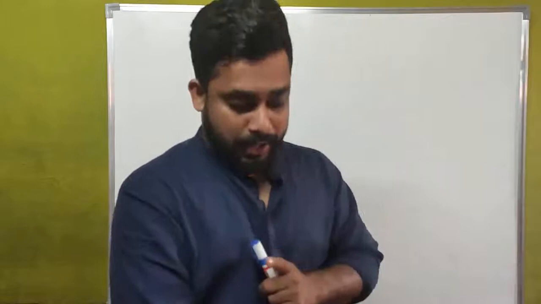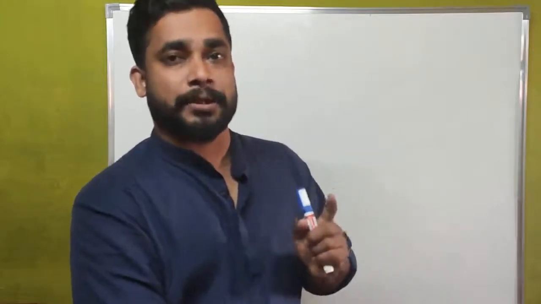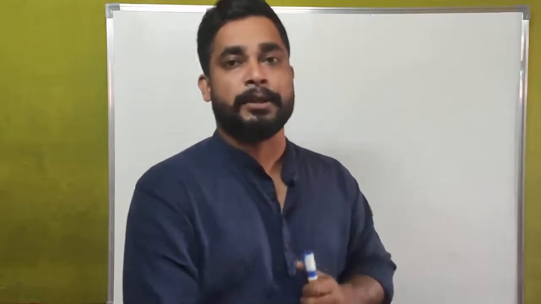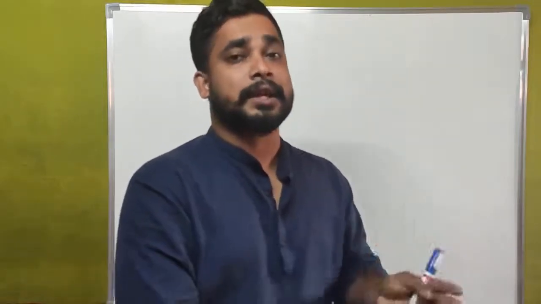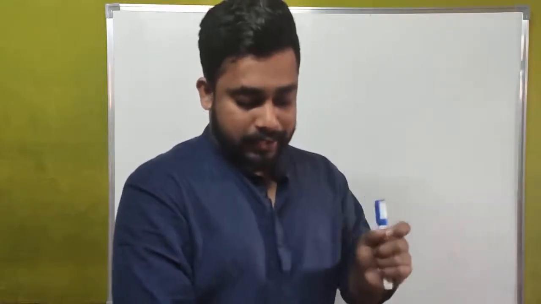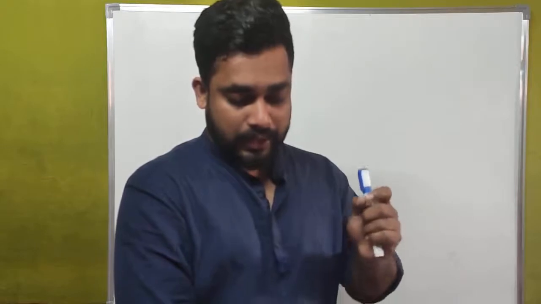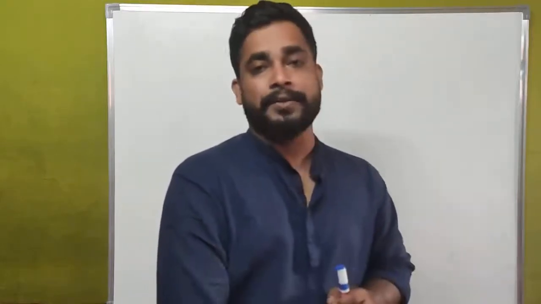Once again I am going to explain the problem. A beam of light consisting of two wavelengths, 4200 Angstrom and 5600 Angstrom, is used to obtain interference fringes in Young's double slit experiment. The distance between the slits is 0.3 millimeter and the distance between the slit and the screen is 1.5 meter. Compute the least distance from the central maximum where the bright fringes due to both wavelengths coincide.